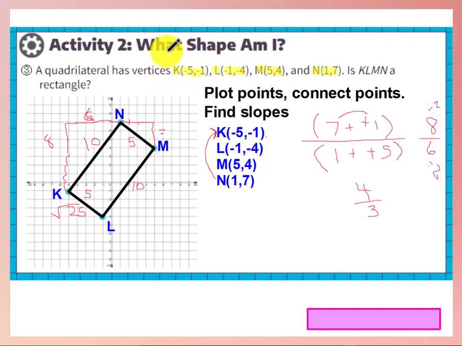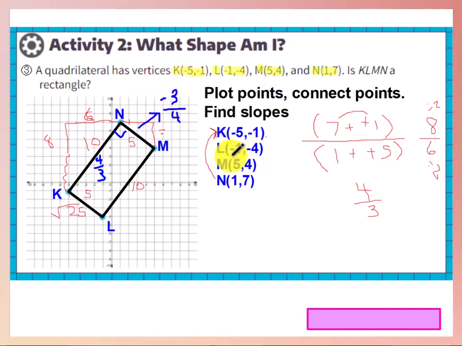Alright, so 8 divided by 2 is 4. So the slope here is 4/3. In order to prove that this is a rectangle, we need a right angle here. For these two lines to be perpendicular, this slope needs to be the opposite, in other words, a negative, and then flip this upside down: 3/4.